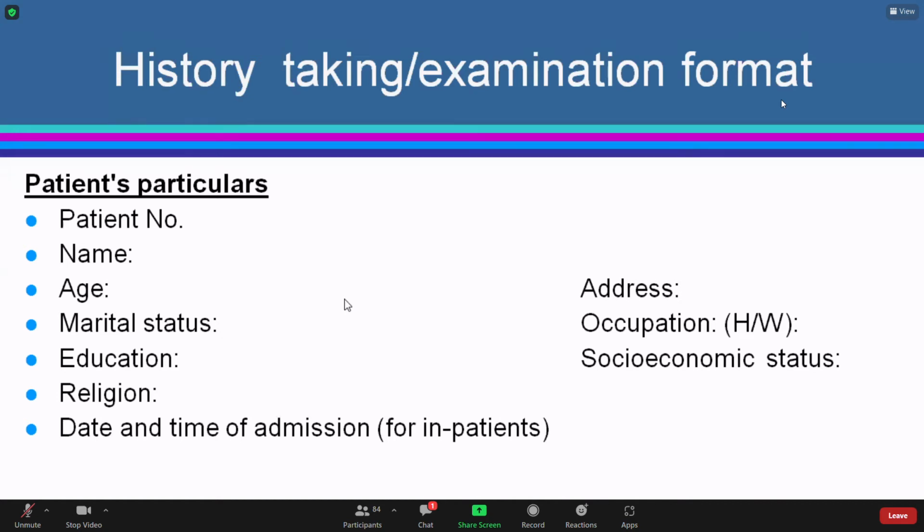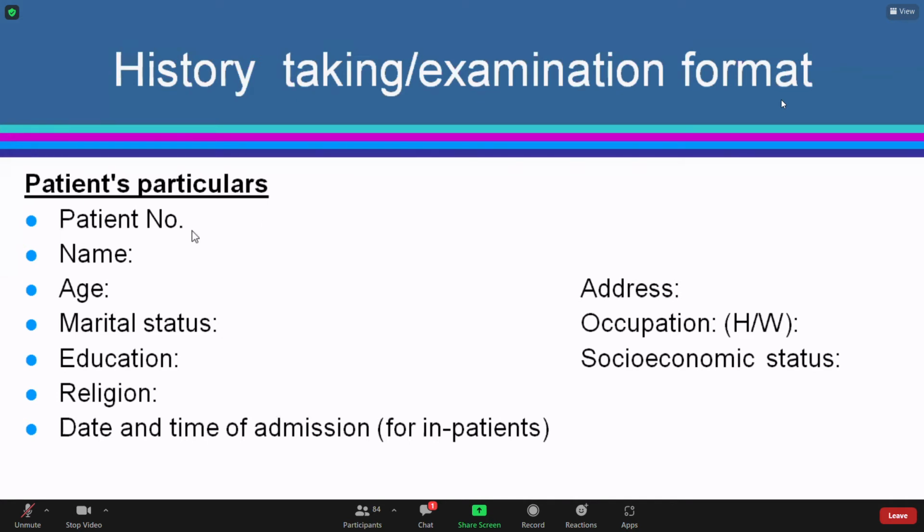So we have a format for history taking in Gyne and Ops. It is somewhat similar in all the departments, but in Gyne and Ops we have more focus on menstrual history and obstetric history. All others are the same. A few things may be slightly up and down, doesn't matter, but the overall format is the same for everybody. So the first heading is patient particulars.